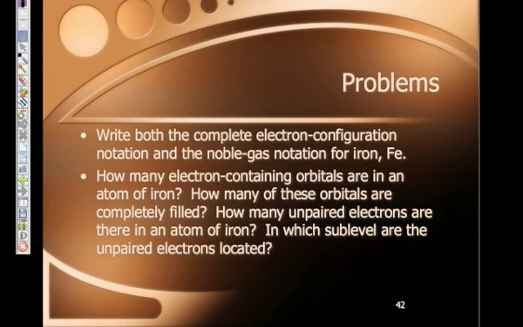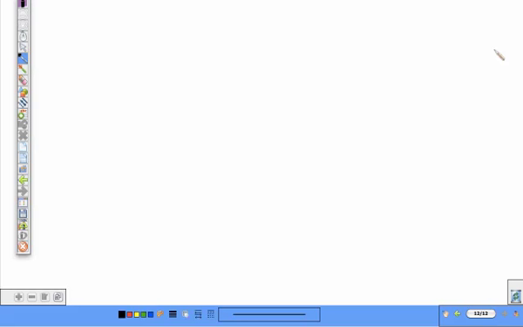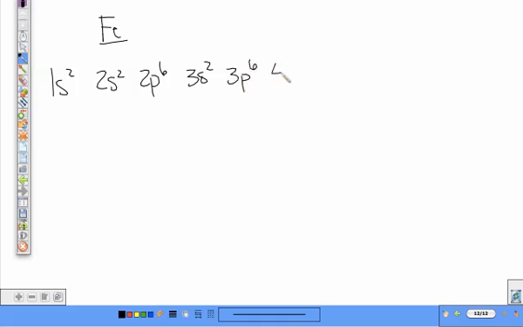So I think next is we're going to do some problems with iron. We've already written out the electron configuration for iron, so I'll rewrite this here. So we have iron: 1s2, 2s2, 2p6, and so on. So there was our electron configuration that we wrote out previously.